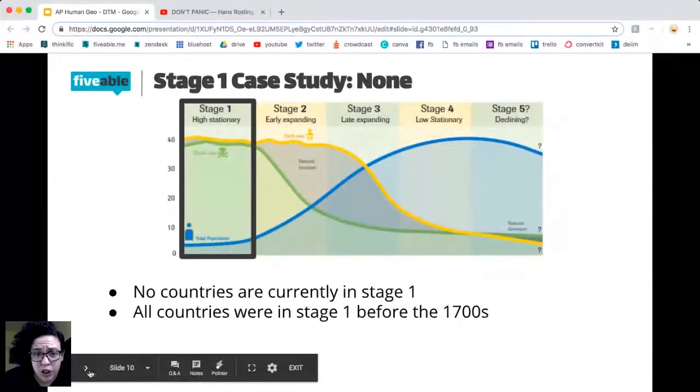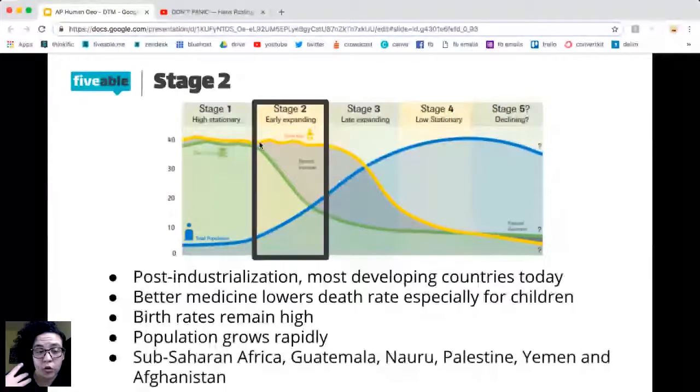All right, stage 2. So going forward into the graph, there's a lot going on here. In stage 2, this is where a lot of developing countries are today. When you think of third world countries, we don't really talk about third world versus first world, second world anymore. Those terms were more specific to the Cold War, but we talk about developing countries. So most developing countries are in stage 2.